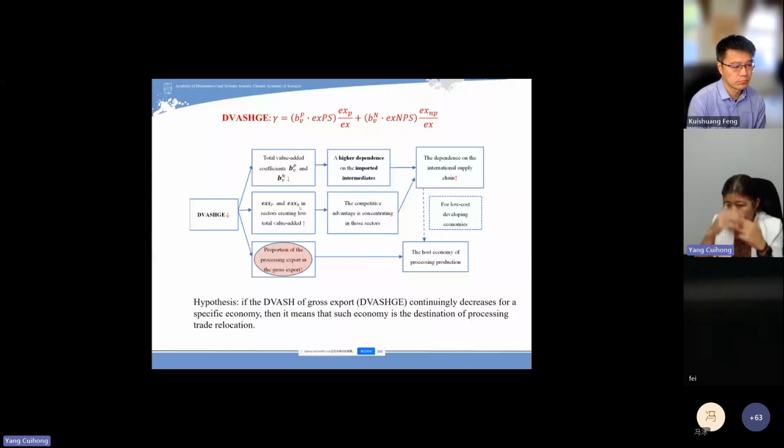So in this case, it may mean that their dependence on the international supply chain increased. And for the low-cost developing economies, it may be the destination of processing trade. So these are the several determinants of domestic value added share of gross exports. And later on, we will estimate the gamma based on the optimization model.